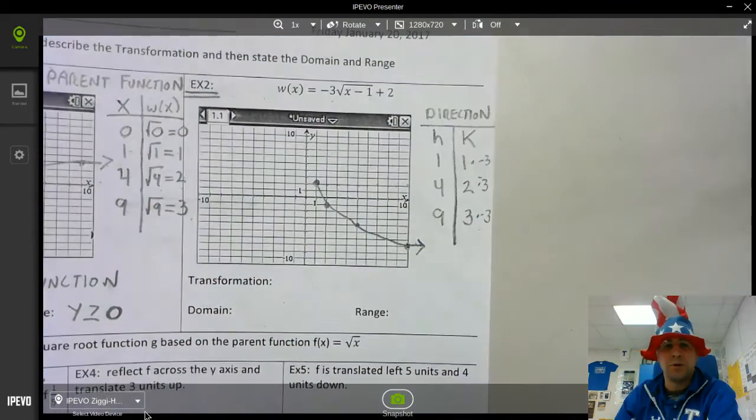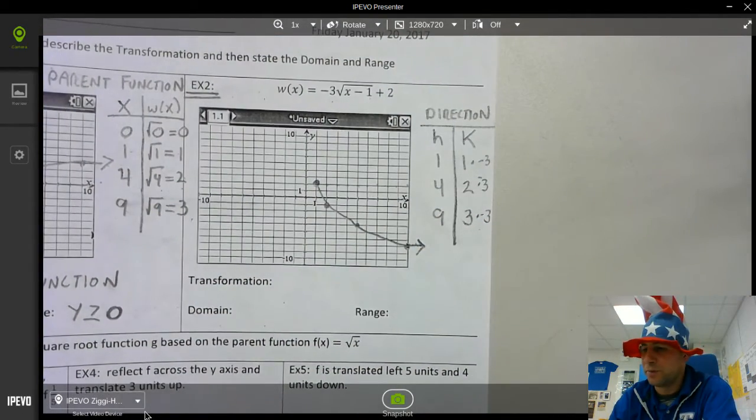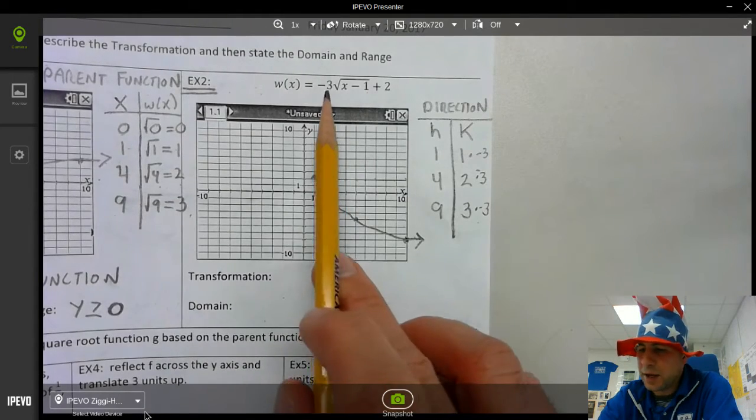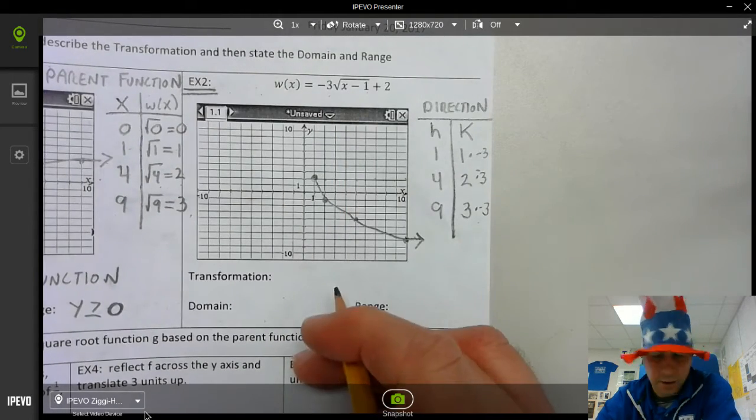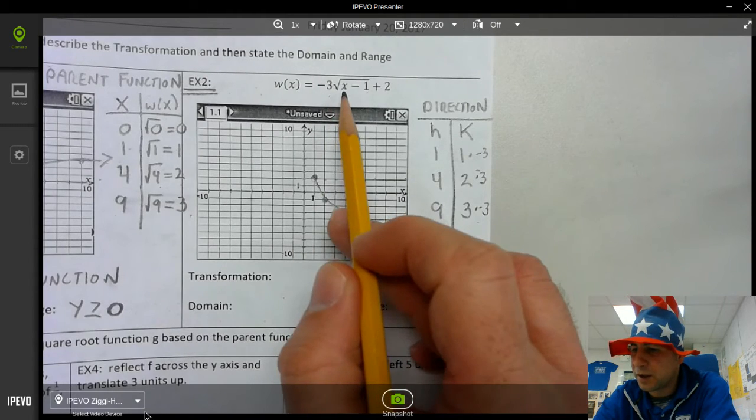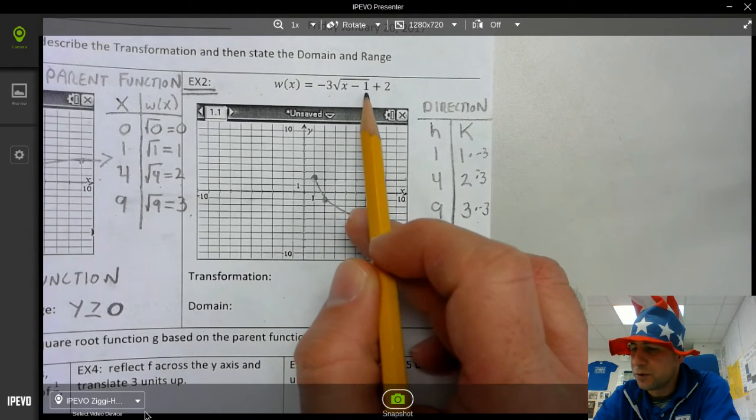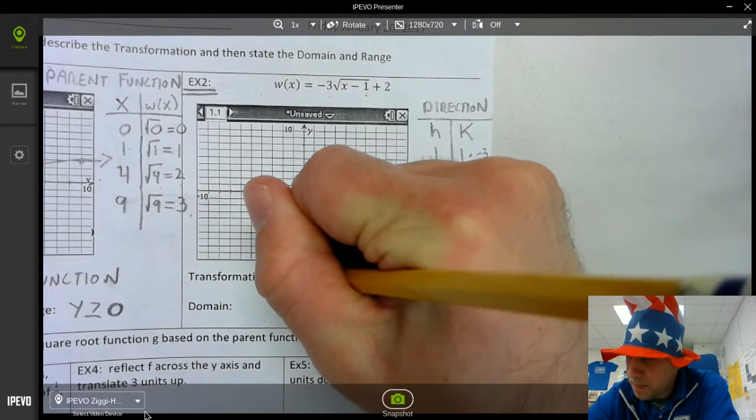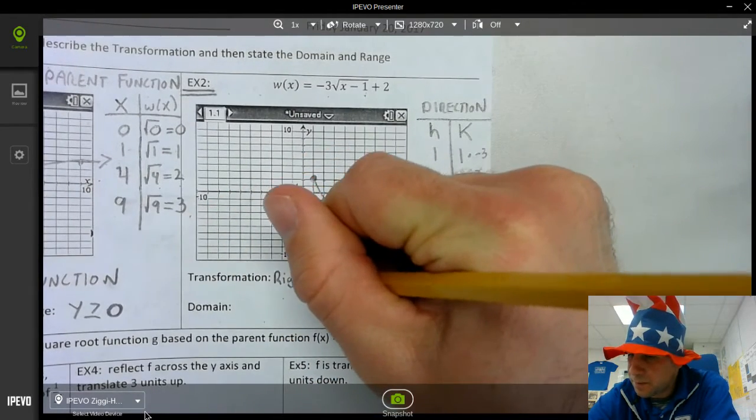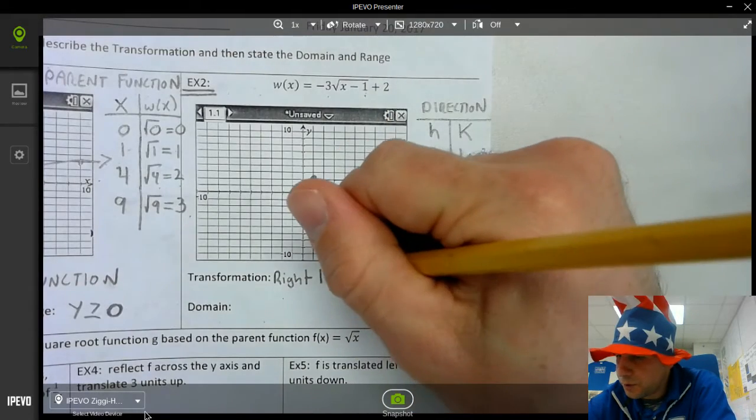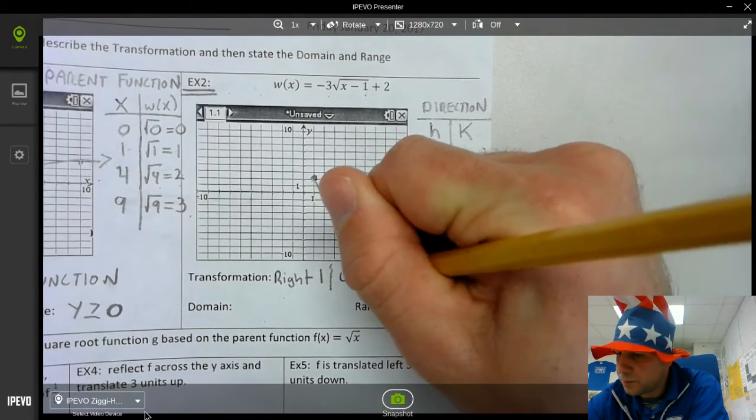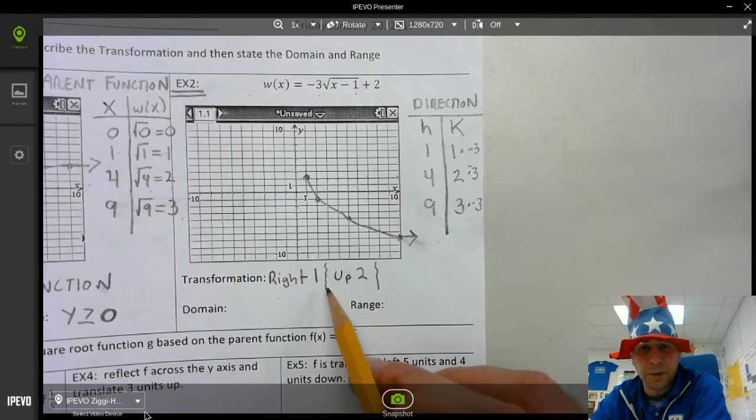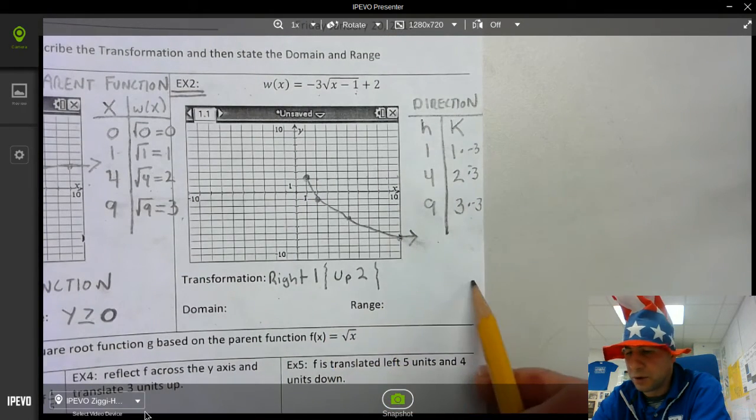And again, we're using the direction. All right, so the transformation. Let's start with the negative. I like these, the easiest to do first. So this is subtract 1, so we know right 1 unit, up 2 units. I'm just going to write up 2. I would put units, but because of space, I want to be able to get all of them across here.